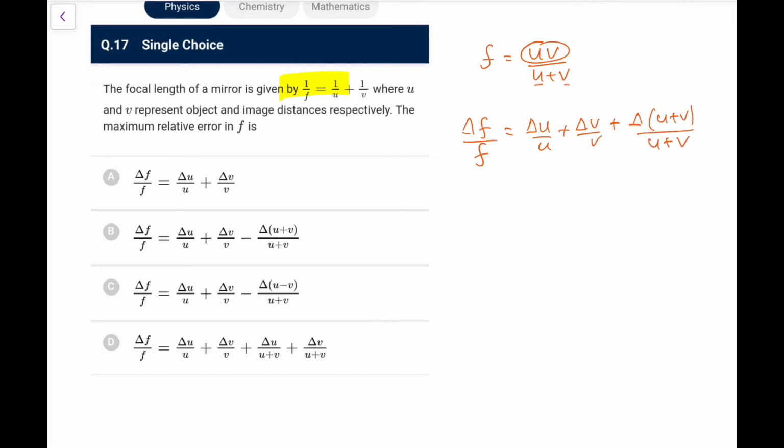If I do this, I can separate it out because of the sum: a plus b, error would be delta a plus delta b. So going by that, I think option D is the most appropriate one. Generally for smaller changes, we typically write delta f by f square is delta u by u square plus delta v by v square, but no option like that is given. So you have to go by this only.